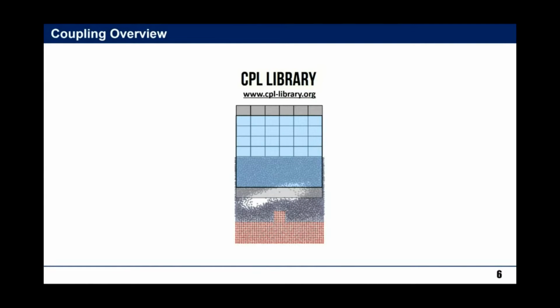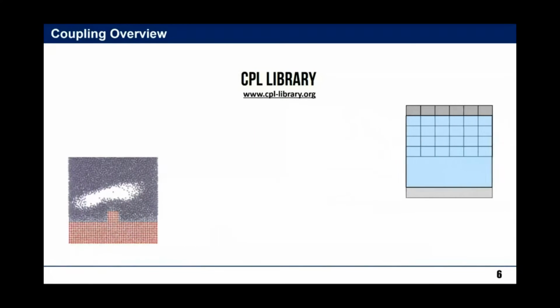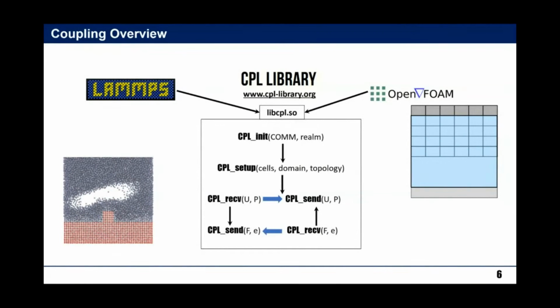Okay, so before we get into the details of that, and we'll talk about that in the appropriate sections, I want to talk just a bit about the software itself. So CPL Library is a library. It's a shared library that basically provides a minimum set of commands to allow you to do coupling. So the minimum set of commands are an initialize, a setup, and then a send and receive. There are a variety of other commands, but the idea here is that it allows both codes to link together with just a minimum set of commands.